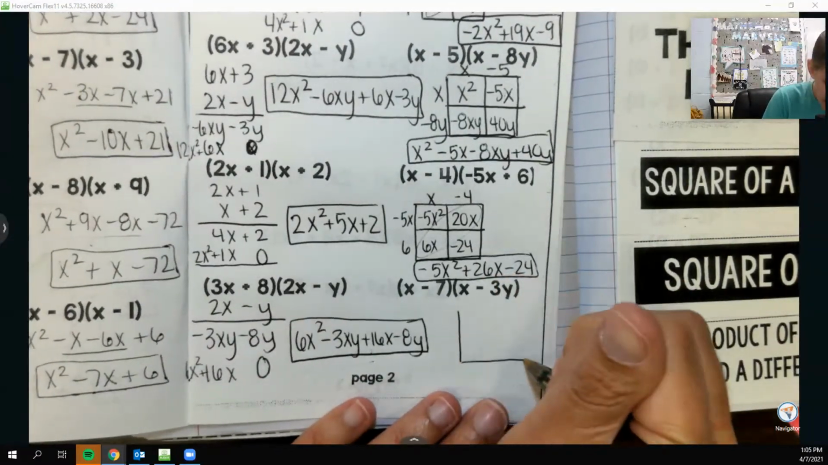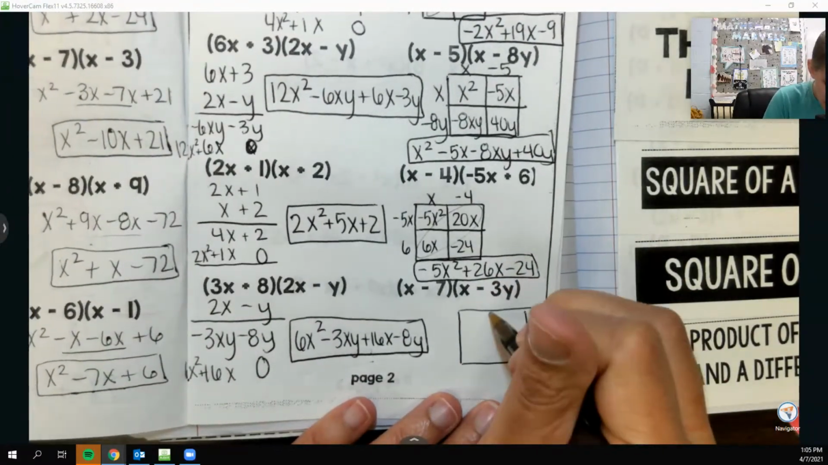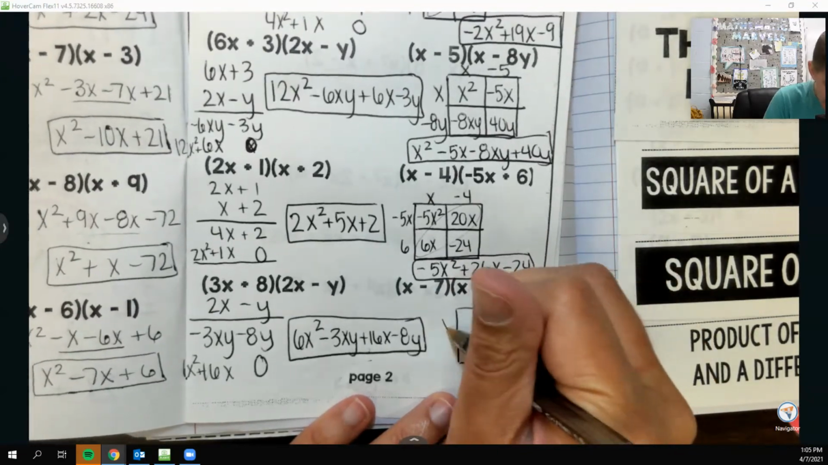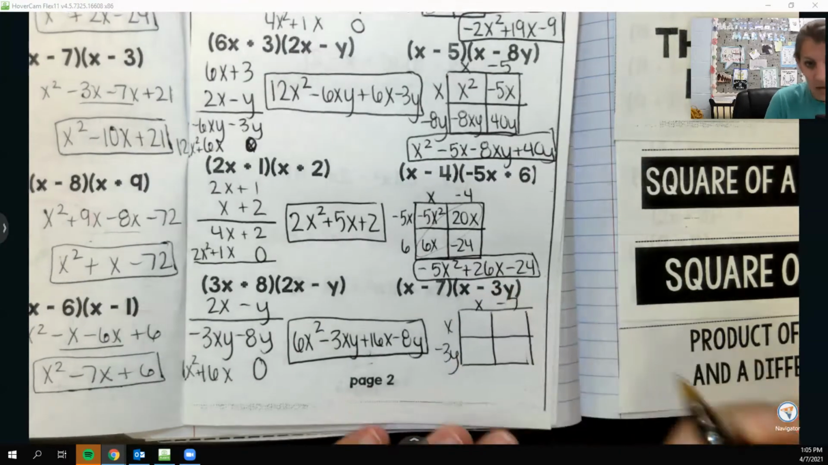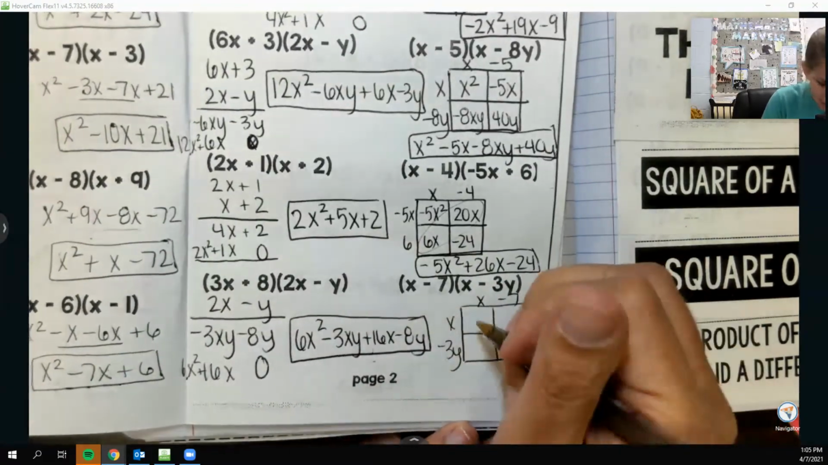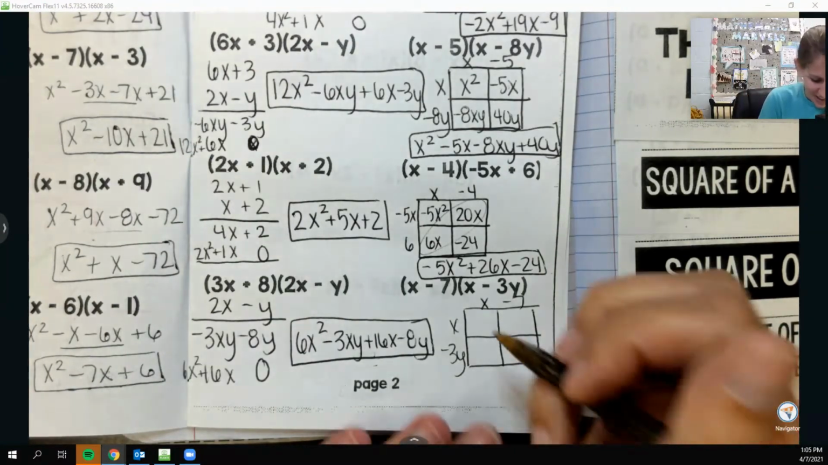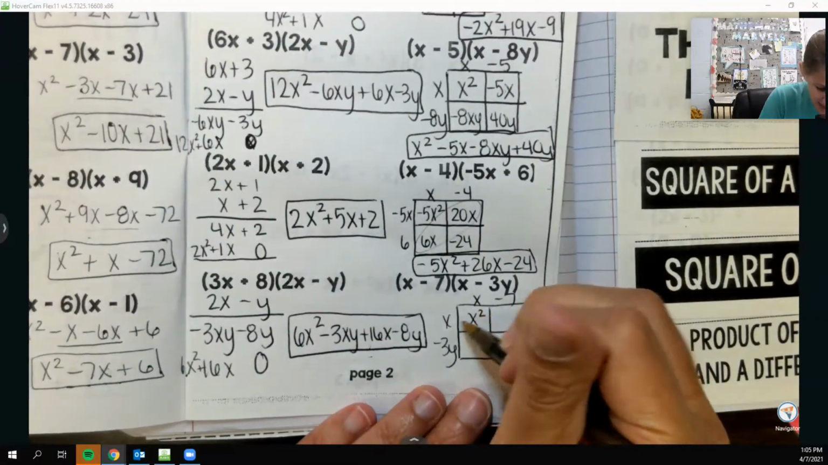If I set up this box, I'm going to have x minus 7 and then x minus 3y. Oof. Not going to have like terms this time because of that y.